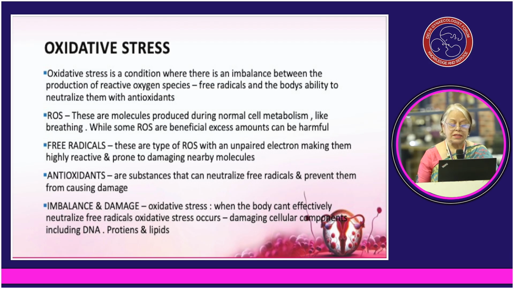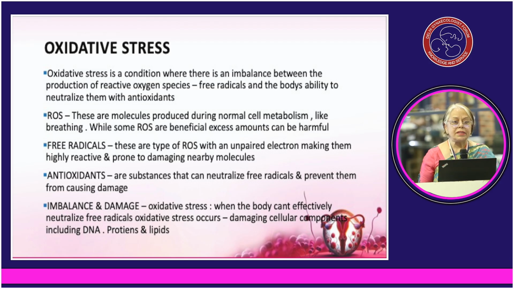What are free radicals? These are a type of reactive oxygen species. They have an unpaired electron, which makes them very potent, very reactive, and they damage the nearby molecules. What are antioxidants? These are simple supplements, nutraceuticals, that can neutralize the free radicals and prevent them from causing damage.